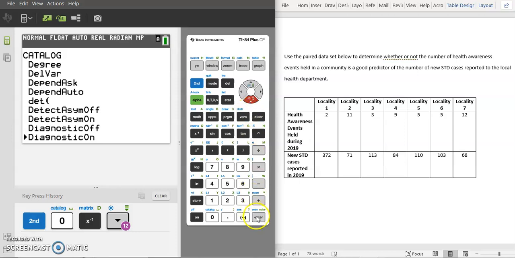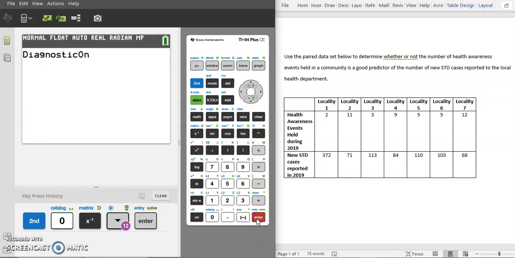And here we go. So we're going to hit enter, and the calculator is going to say done. This lets you know that the diagnostic is on. And so when we go through the keystrokes to pull up the correlation coefficient, that is what allows the number we need to come up. The good thing with diagnostic on is it stays on until you turn it off or until you reset your calculator's RAM.